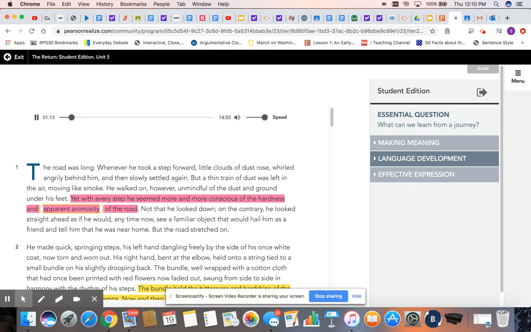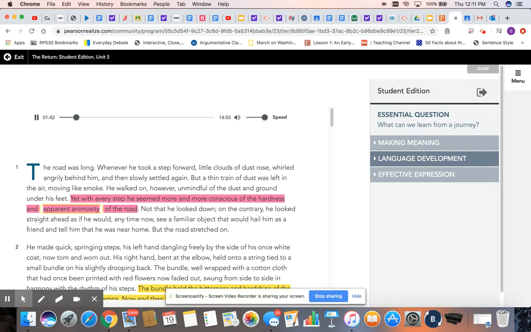The Return, by Ngugi wa Thiong'o. The road was long. Whenever he took a step forward, little clouds of dust rose, whirled angrily behind him, and then slowly settled again. But a thin train of dust was left in the air, moving like smoke. He walked on, however, unmindful of the dust and ground under his feet. Yet with every step he seemed more and more conscious of the hardness and apparent animosity of the road.